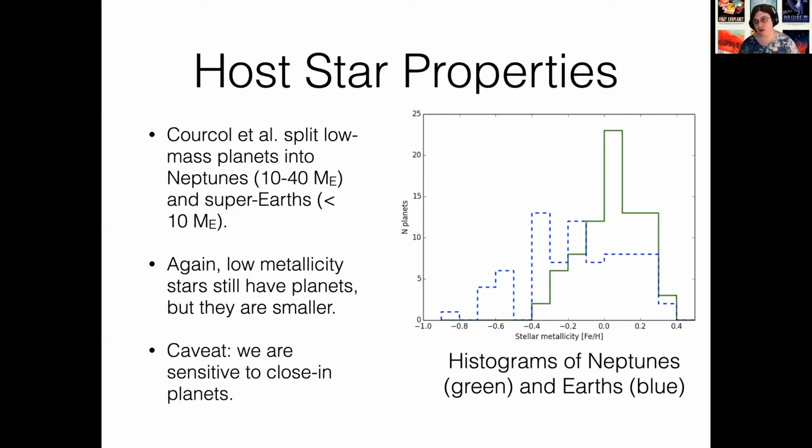Now, the caveat for all of these studies is that most of the planets we know about are the close-in planets. So it could be that these metal-poor stars might still have Jupiters and Neptunes, but they're farther out, like they are in our own system. But certainly an interesting trend that hopefully tells us something about how planets form and how an Earth differs from a Neptune from a Jupiter.